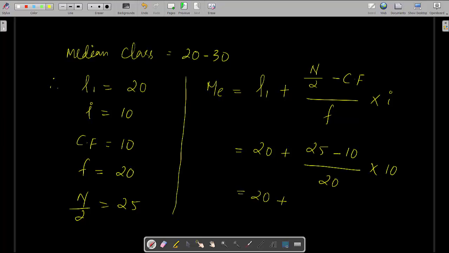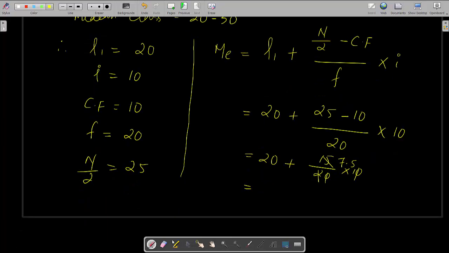So once everything is done, what you have to do next? Simplify this. 25 minus 10, 15 by 20 into 10. You can just cut the 0, 0. You can cut 2, 1, 2, 2, 7, 14.5. So it will be 7.5. So here, let me just scroll a little up. So 20 plus 7.5 is equal to 27.5. So this is your answer. Okay, so 27.5 is the median value.